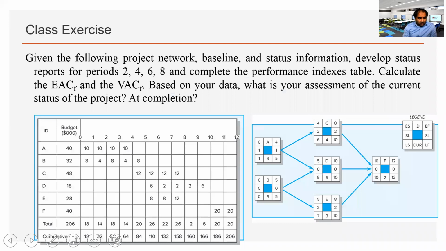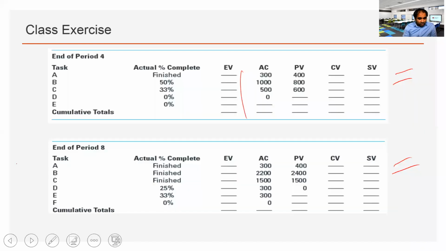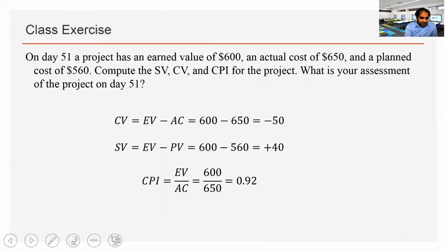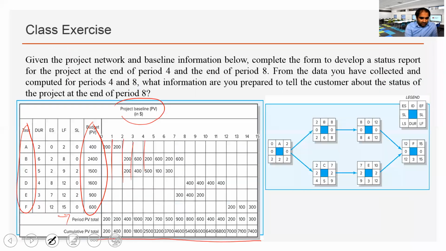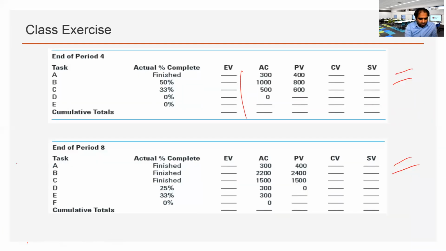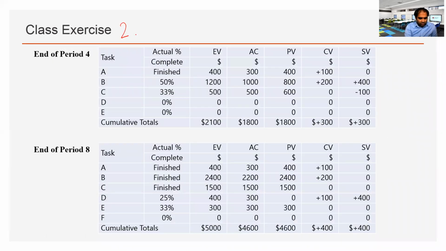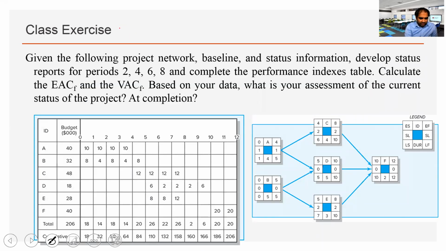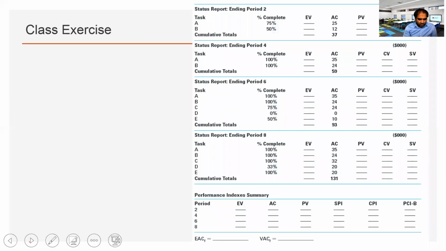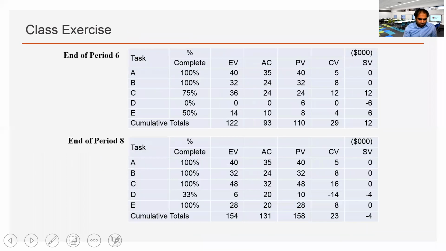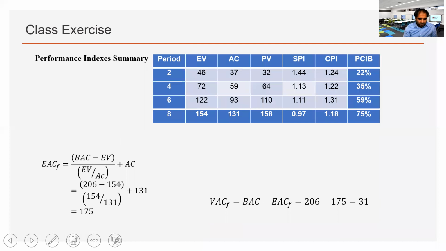All right, so this is 1. Let me just give specific numbers here. So this is class exercise 1. This is 2. And this is 3. Similar example. Fill out the table.